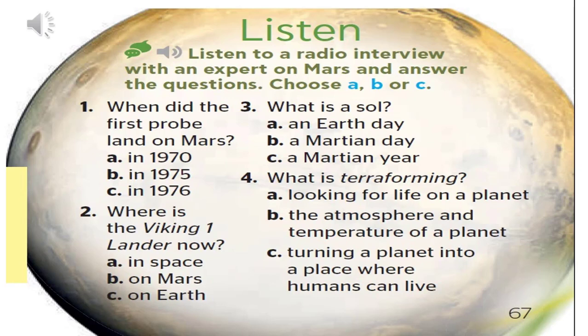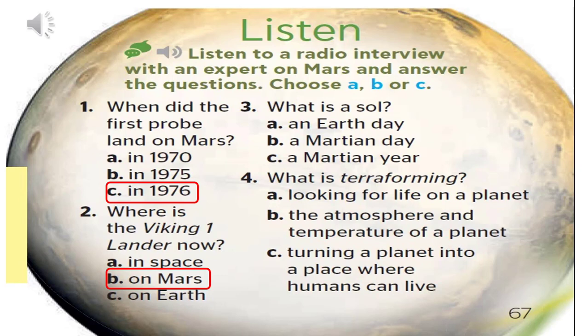Okay, now let's answer the questions. Number 1. When did the first probe land on Mars? The answer is C. In 1976. Number 2. Where is a Viking 1 lander now? It's on Mars. The answer B.